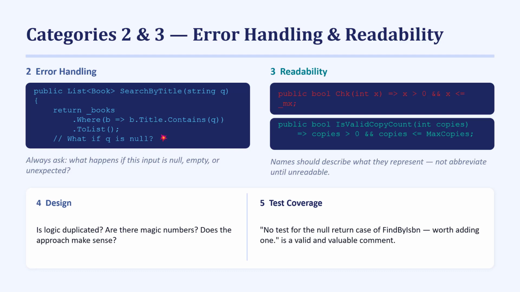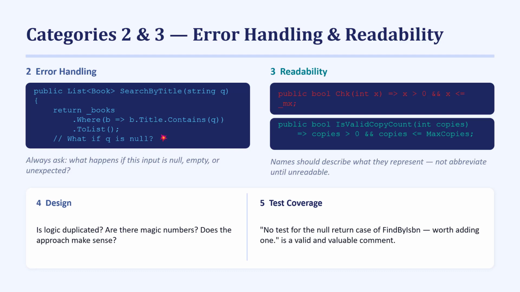Things like design and logic. Is the approach reasonable? Are there simpler ways to accomplish the same thing? Is anything duplicated that shouldn't be? Are there magic numbers, right? Hard-coded values in the code. So really the reviewer is going to ask themselves a lot of questions about your logic and your design.